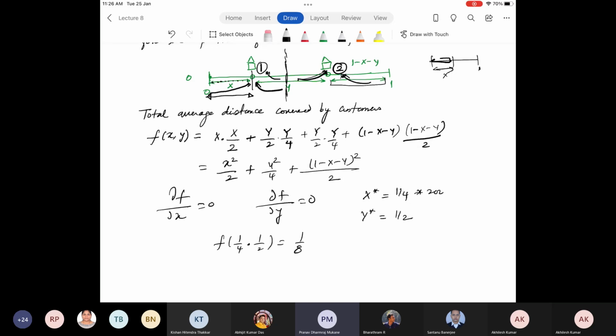When you convert into 200 meters, this will be at 25, this will be at 25 plus 50, so 25, 50, 25, so at 1/4 from one end and 3/4 from the other end. This is where you will place them, and the average distance walked by the customer is 1 by 8 into 200 meters. Is this clear, guys? Any questions?